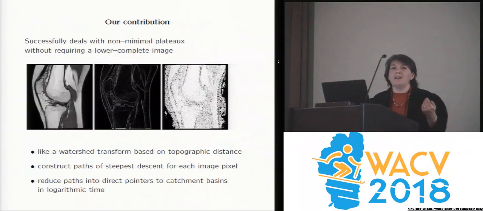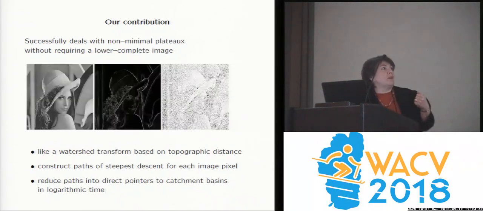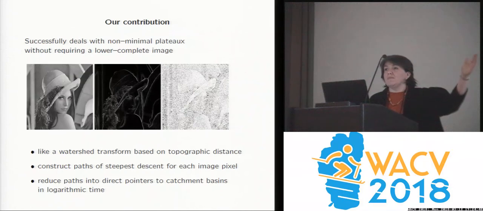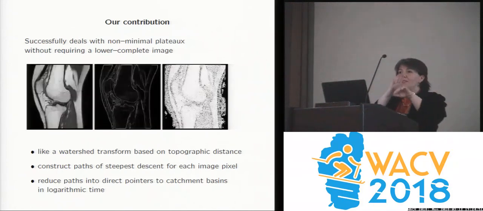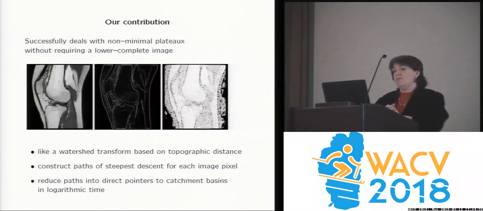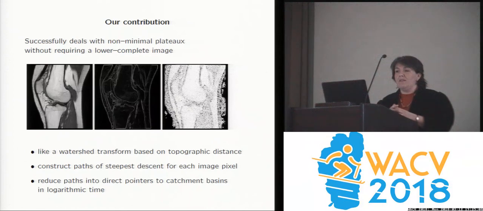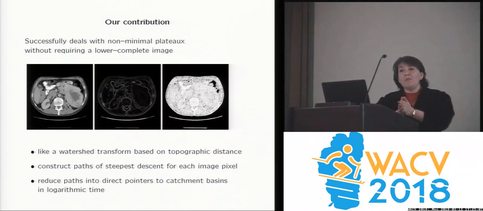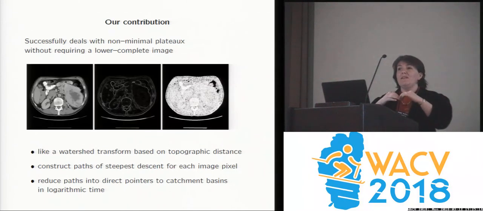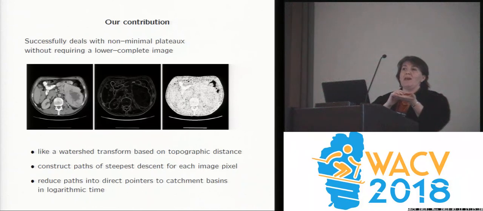So what we do in this paper, like I say, is we deal with those plateaus. And in order to do that, we work not with the raw data, like you see on the left there, but rather we work with the gradient magnitude image. So we look at the steepness in each direction, and we take the magnitude of that vector, and we transform the image into the gradient magnitude, and then apply the modified watershed in that way. So we start from local minima, and we then create paths from each pixel in the image down to those local minima, and create pointers directly to those catchment basins.